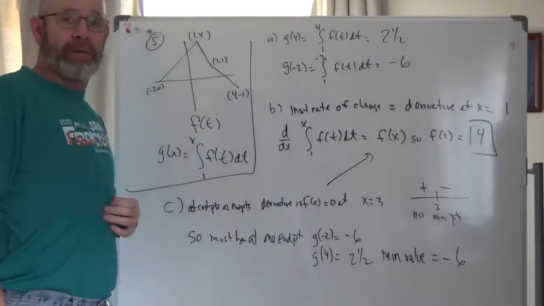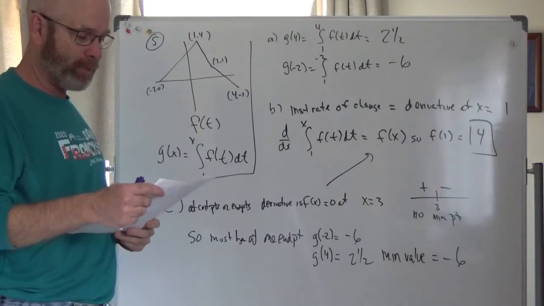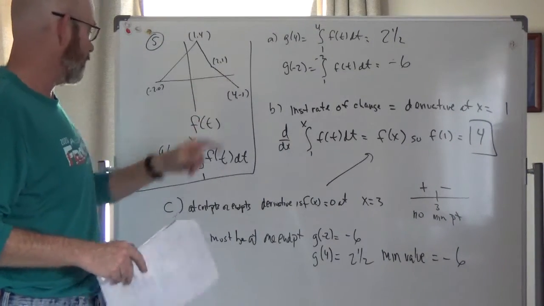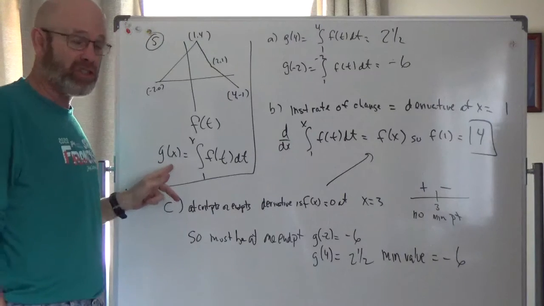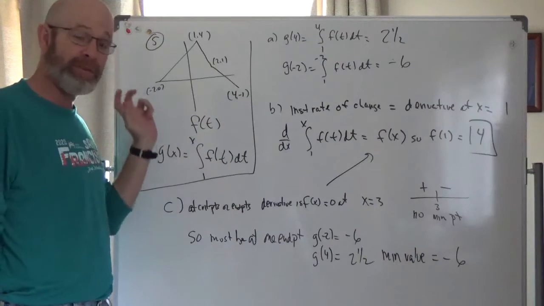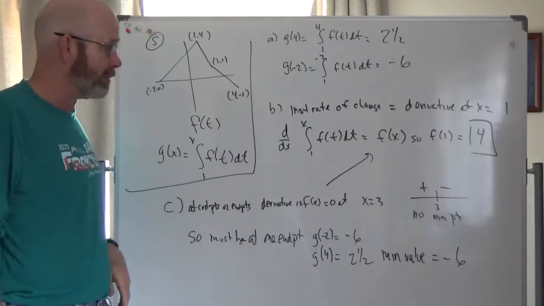Okay, problem number 5 on assignment B, April 20th week. We got a little graph of f, just a bunch of lines, and then they give us a function g, that's the integral from 1 to x of f of t dt. Hopefully if you've been doing these problems, you've seen this a few times.